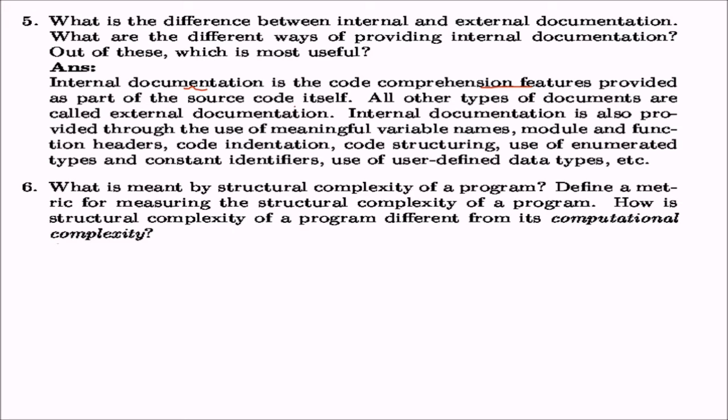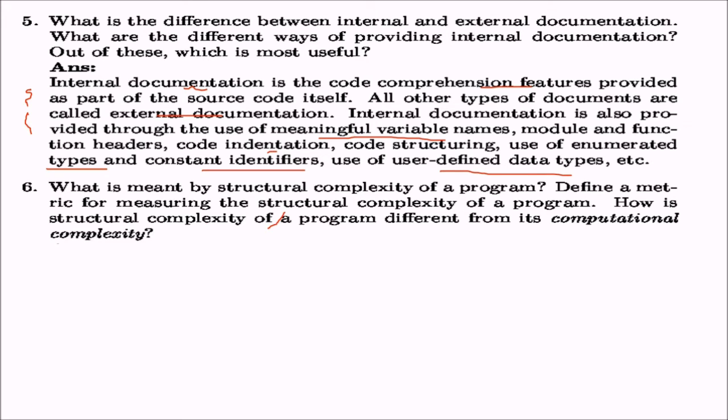All other types of documents are called external documents. Internal documentation is also provided through the use of meaningful variable names, module and function headers, code indentation like right braces, code structuring, use of enumerated types, constant identifiers, use of user-defined data types, etc.